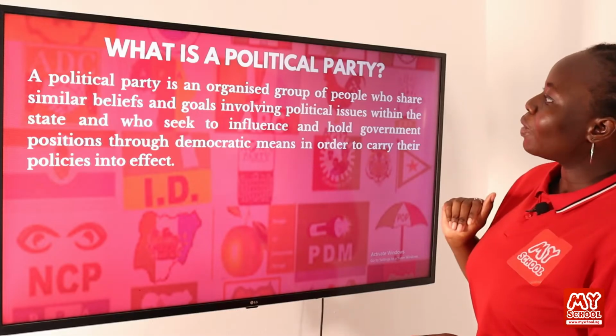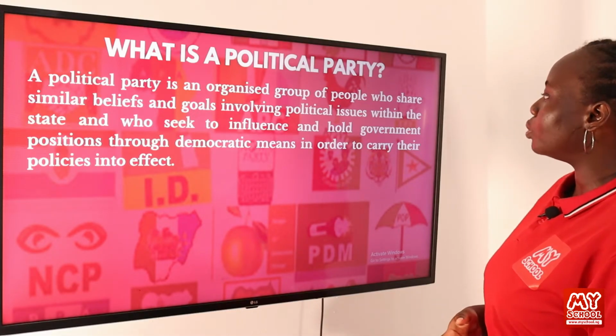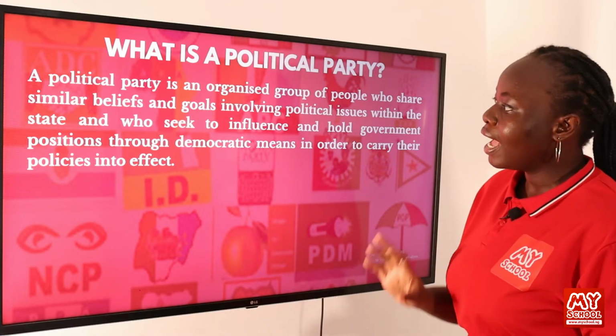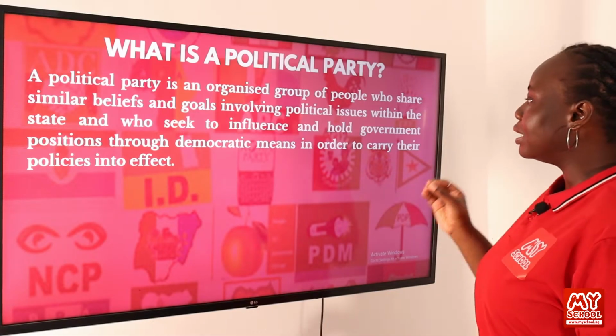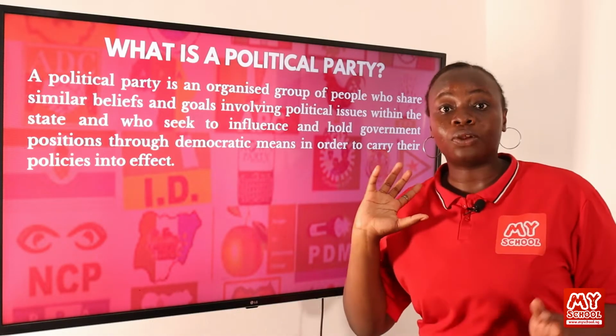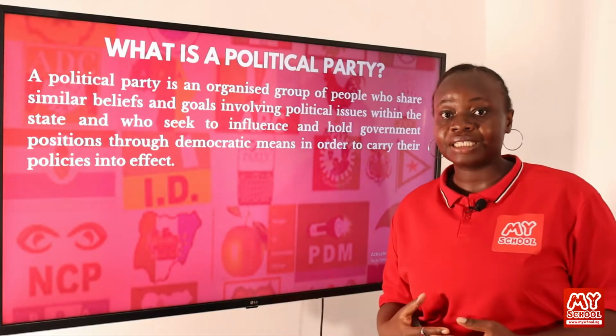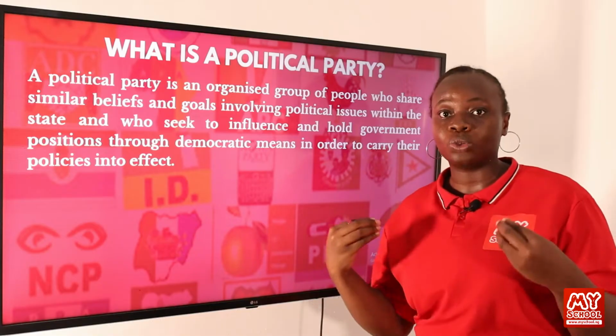All right, a political party is an organized group of people who share similar beliefs and goals involving political issues within the states, and who seek to influence and hold government positions through democratic means in order to carry their policies into effect. So first of all, they are an organized group of people. That means they have a hierarchy of leadership that helps to ensure that their goals are being met.